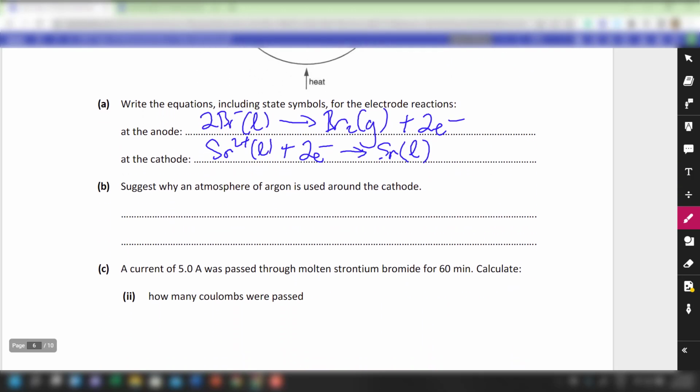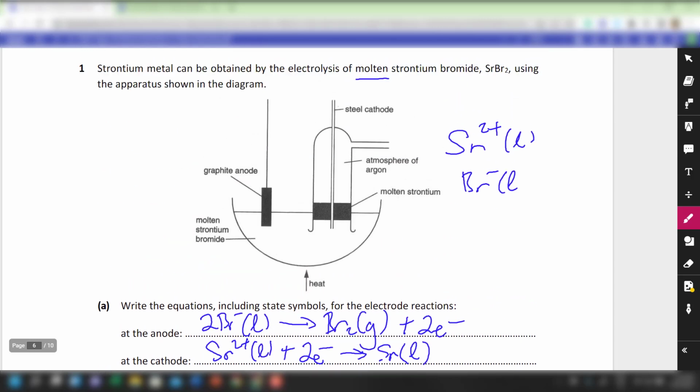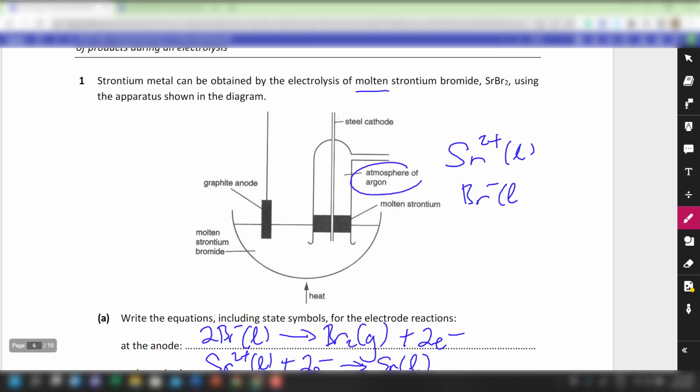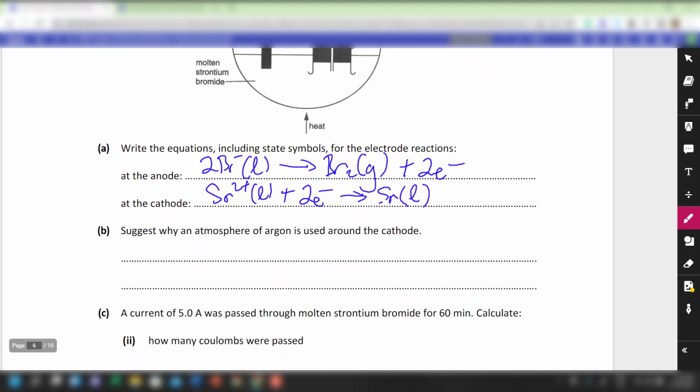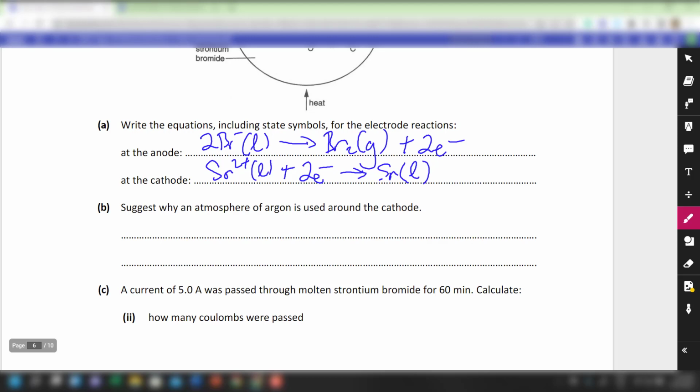Then for part B, the question asks, suggest why an atmosphere of argon is used around the cathodes. You notice that over at the cathodes here, it is surrounded by an atmosphere of argon. I think we can easily reason this out, because strontium being a group 2 metal, its 2 valence electrons are relatively loosely held, and given the fact that strontium is quite low in group 2, just below calcium, but above barium, they are likely to be quite reactive in the presence of oxygen. So if you don't want the metal to react upon its formation, then it is better to keep it under inert conditions.